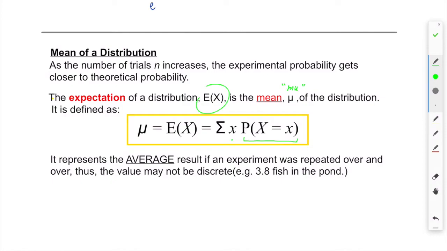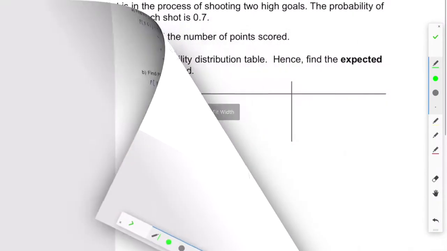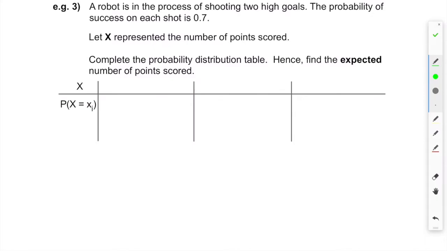And it is okay to get a decimal even though x represents discrete numbers, because this is a theoretical number. Okay? All right, so let's take a look at example 3.